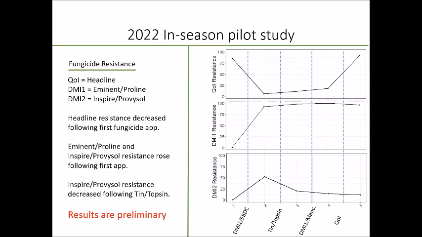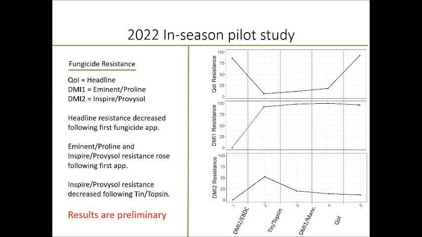So when looking at QOI resistance, in this field it actually started fairly high. However, following the first DMI and EVDC application, we saw QOI resistance plummet to about 6%, and then steadily rise to about 11%, right up until a QOI was applied at the end of the year, and then we see the spike back to what we started at.